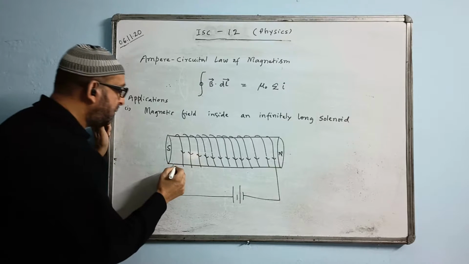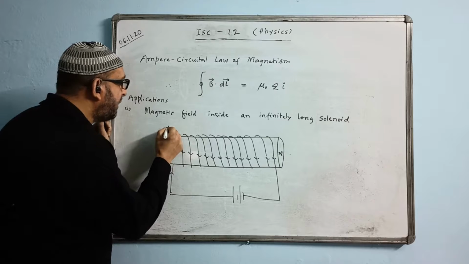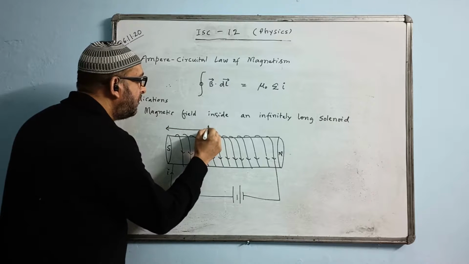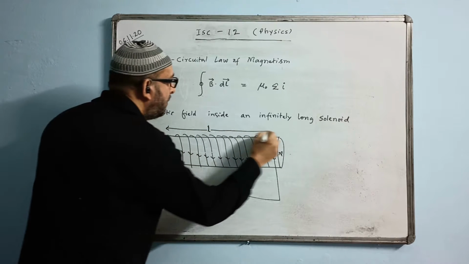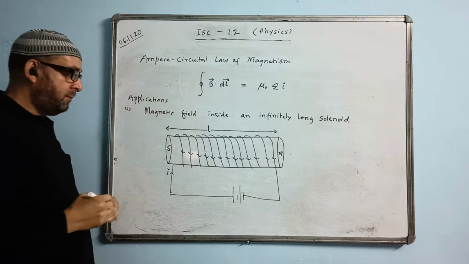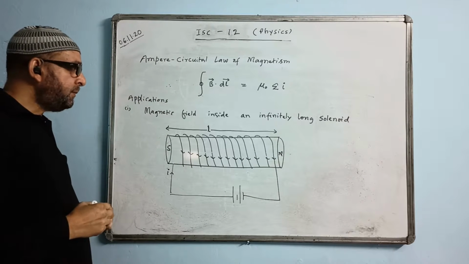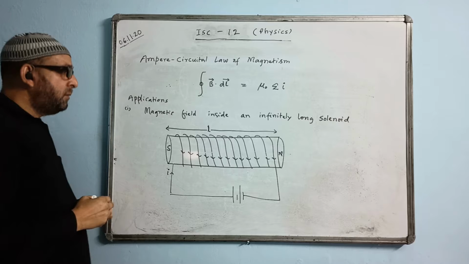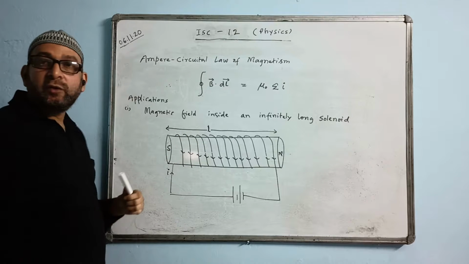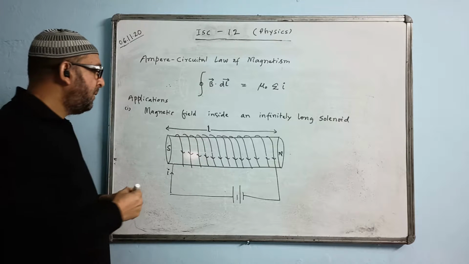The entire length of the solenoid will be taken as L. This entire length is L. And the number of turns given on the solenoid is N, capital N.